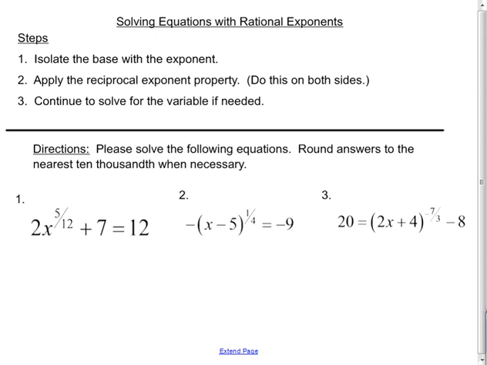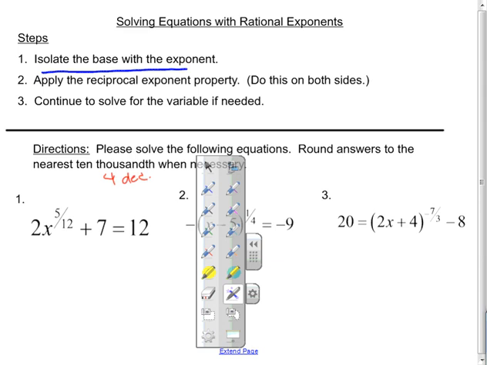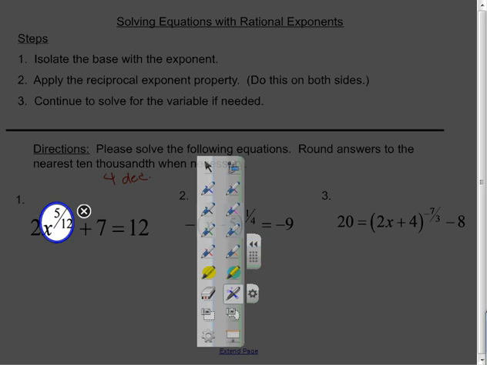The directions say here, please solve the following equations. Round the answers to the nearest 10,000th when necessary, which is 4 decimal places. Okay. And I will take a look at this by way of the steps. In the first problem, it says 2x to the 5/12 plus 7 equals 12. So it says here that step 1, isolate the base with the exponent. The base with the exponent is just simply x in this case.